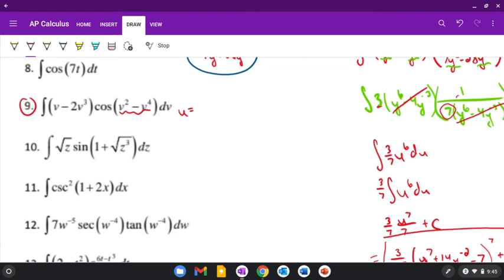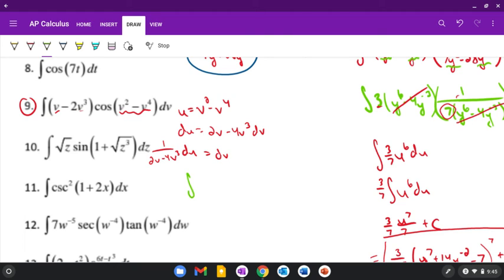My u is going to be v squared minus v to the 4th. And you can see that when we take the derivative, it's going to give us a v cubed and a v. That's going to be good. So then du is 2v minus 4v to the 3rd dv. And then I solve for dv. So that is 1 over 2v minus 4v to the 3rd du. Now I can do my substituting.